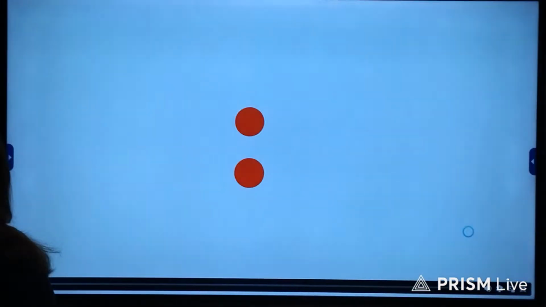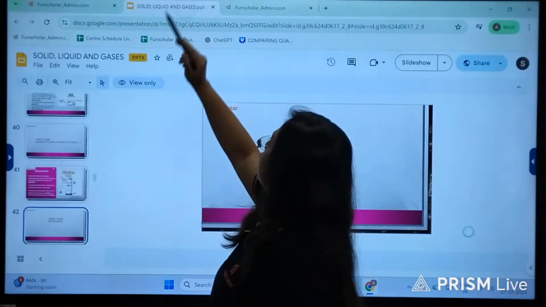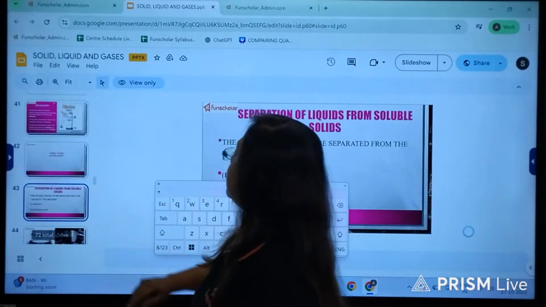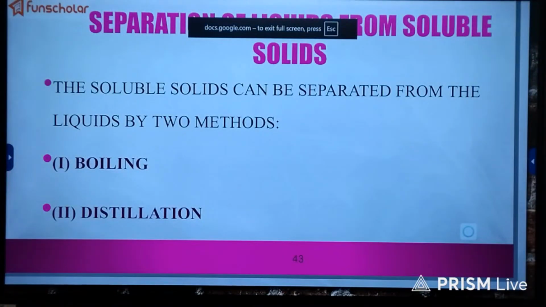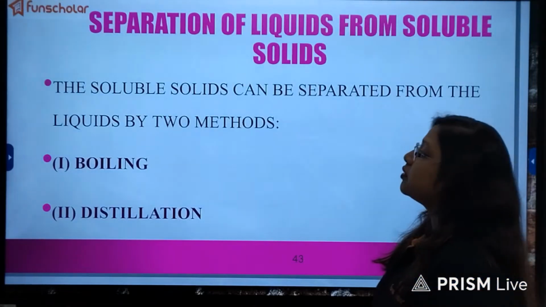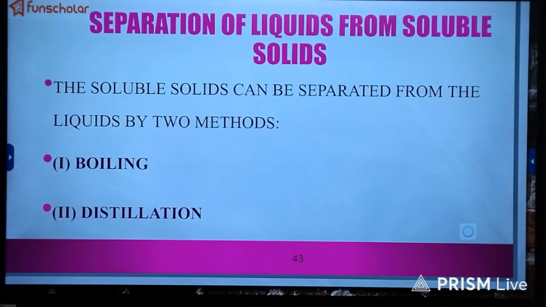Here we have completed the separation technique as well, just like sedimentation and decantation. And next we are going to learn about our next topic, that is separation of liquid from solute. So separation of liquid from soluble solids. Okay. So let's start with this topic.